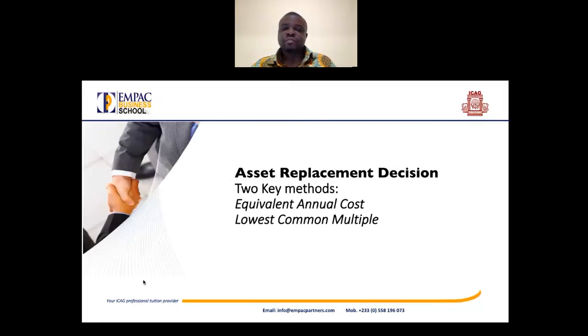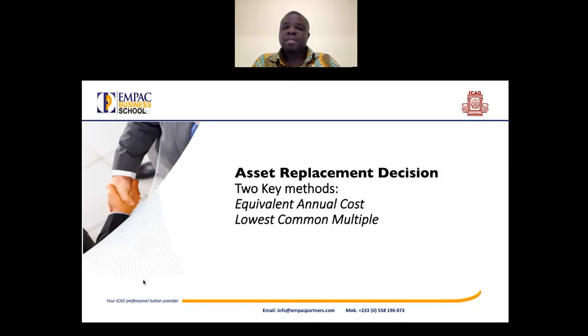All right. So now that we know the cash flows to be used in the asset replacement decision, the next thing we would have to consider is the methods of determining which replacement cycle is acceptable or optimizes the cost, so that we can apply that replacement cycle. There are two key methods that we consider: the equivalent annual cost method and the lowest common multiple method. These are the two methods that we use when it comes to asset replacement decision.